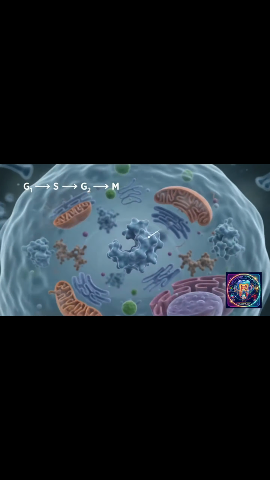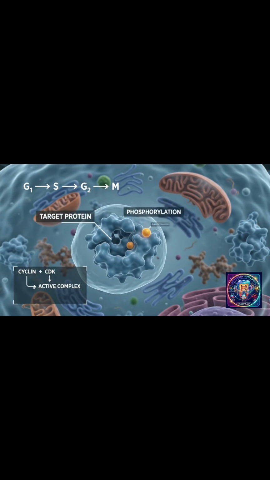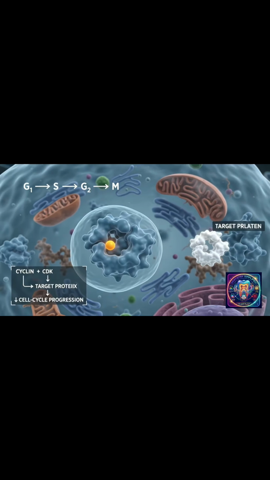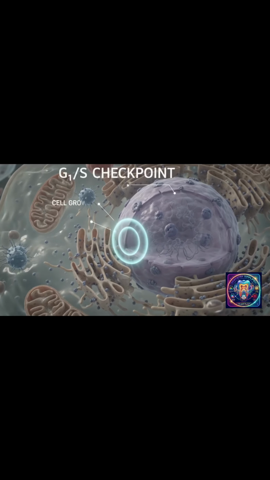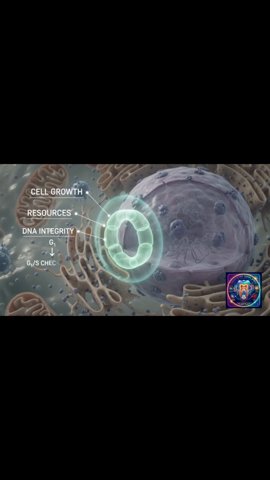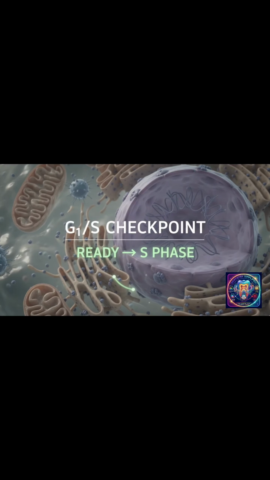Cyclins activate cyclin-dependent kinases, or CDKs. These complexes phosphorylate target proteins and drive the cell through specific stages of the cycle. At the G1/S checkpoint, the cell assesses growth conditions, available resources, and DNA integrity before committing to DNA replication.